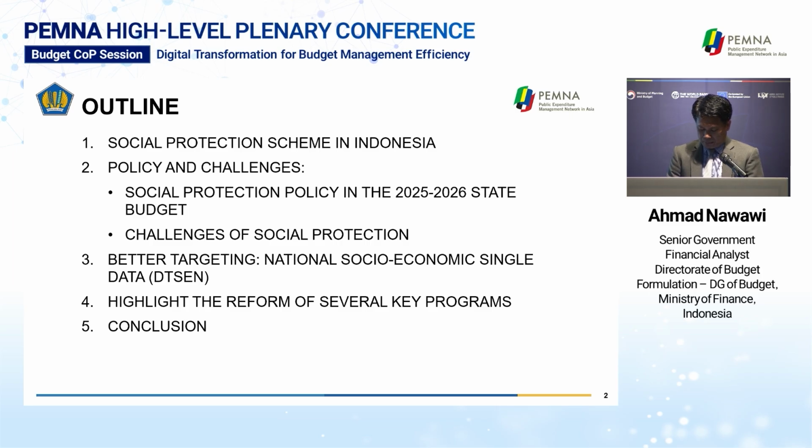My presentation is organized into 5 main sections. First, I will briefly explain the social protection scheme in Indonesia. Second, I will discuss the policy direction of social protection in 2025 and 2026 and highlight the key challenges in targeting accuracy. Third, I will explain how Indonesia is addressing these challenges through the National Social Economic Single Data, or DTSEN. Fourth, I will highlight the major program reforms, and finally, I will conclude with key lessons and future direction.